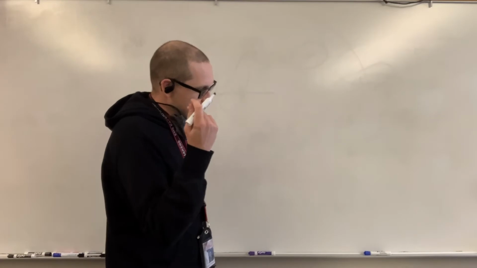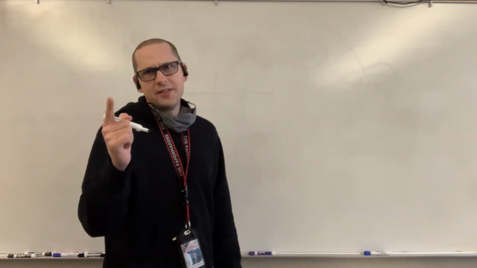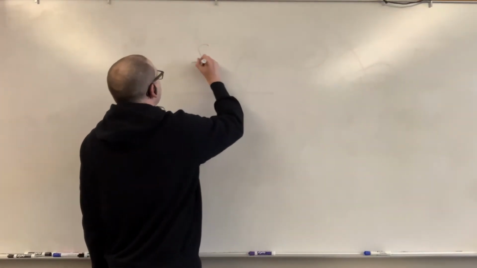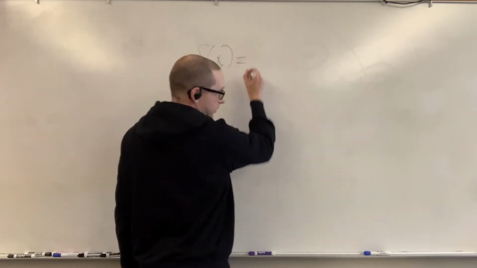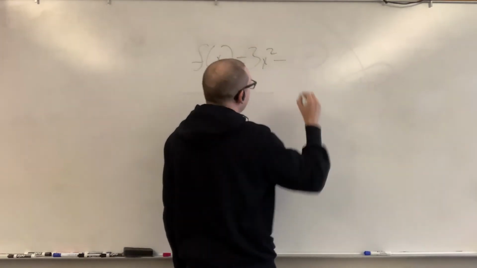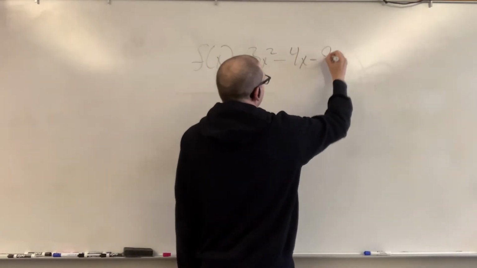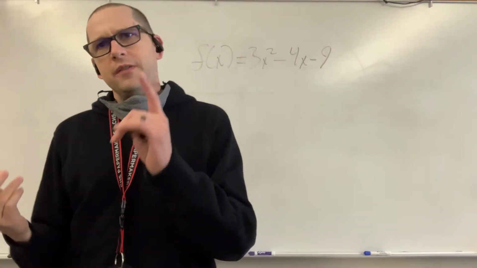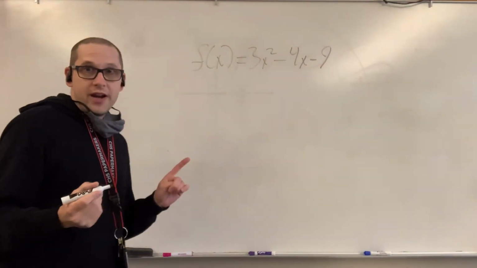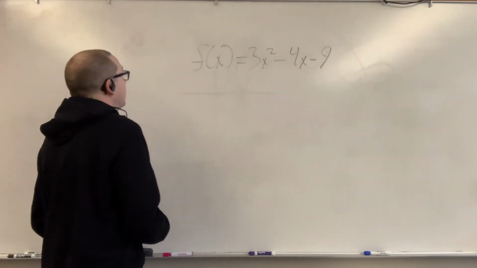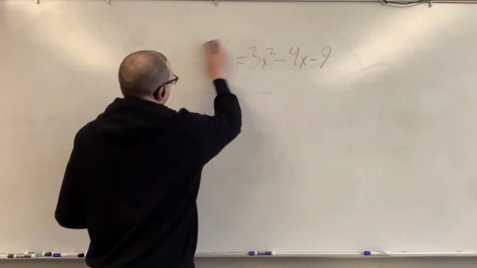So first things first, let's look at an equation for a parabola that we want to find the zeros for. So I'm going to give you f of x equals 3x squared minus 4x minus 9. So that's my equation for a parabola. All right, I'm going to use this thing called the quadratic formula to solve that equation. The first thing that I'll do is I'm going to take f of x and then I'm going to set it to 0.